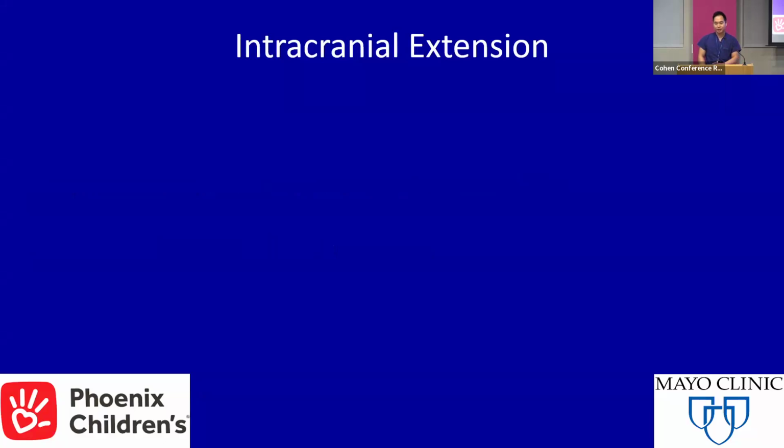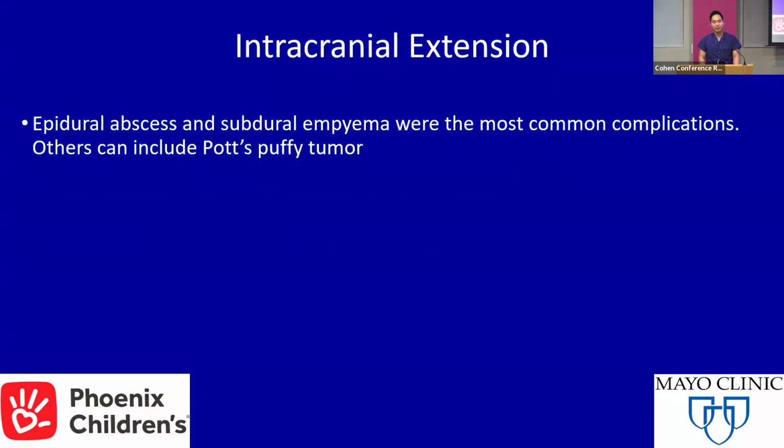Let's talk about the next complication, which is intracranial extension. The most common ones you'll see are epidural abscess, subdural empyema, and then there's a variation of all that: Pott's puffy tumor, which is a misnomer. It's actually just frontal bone osteomyelitis because the infection has gotten so bad it's also infiltrated the vessels in the frontal bone, and you'll see swelling of the forehead. Sometimes there's a subperiosteal abscess, instead of within the sinus cavity, it's actually outside.